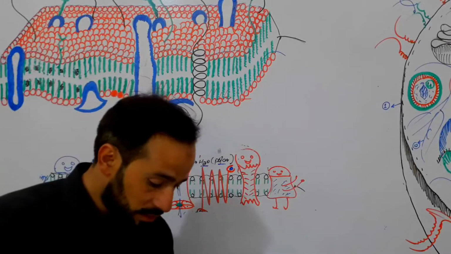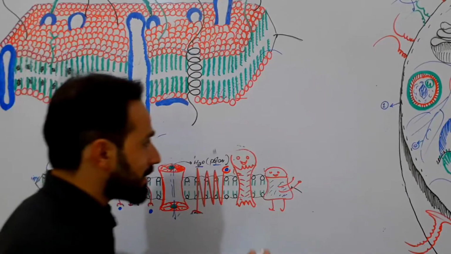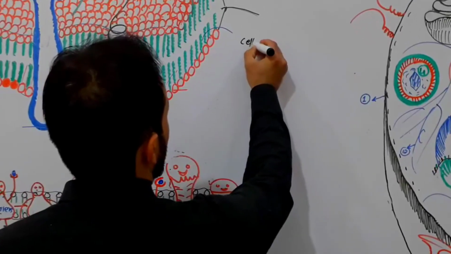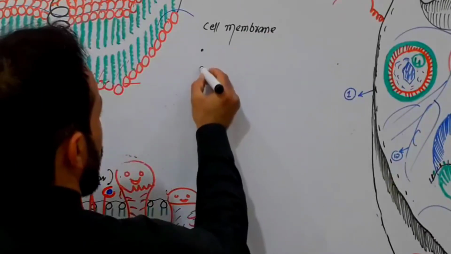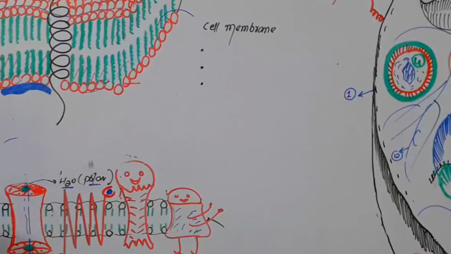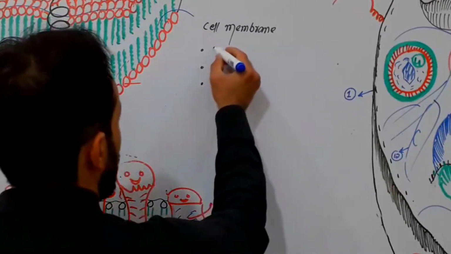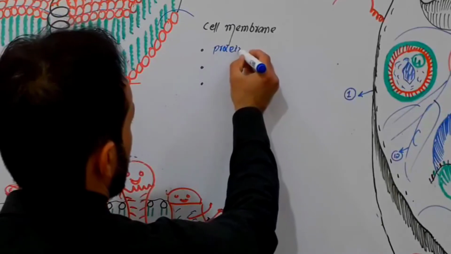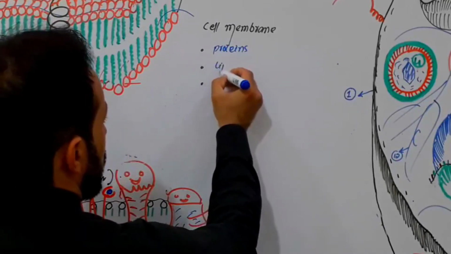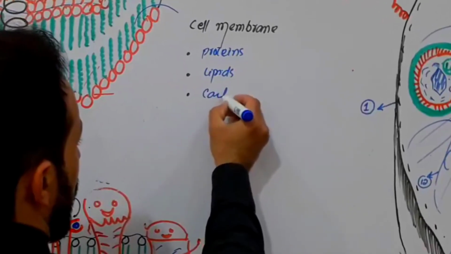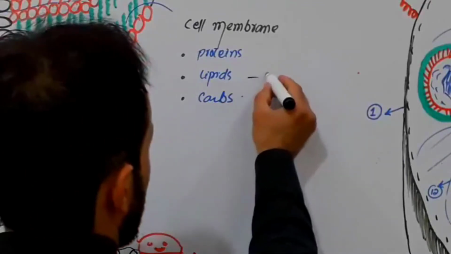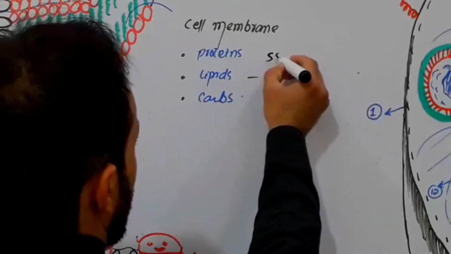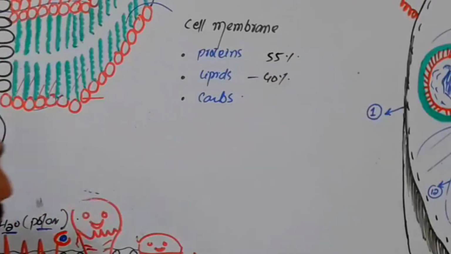First of all, let me remind you of our previous lecture a little bit. Our cell membrane is composed of three important things: proteins, lipids, and carbohydrates. It was 40% lipids, 55% proteins and 5% carbohydrates.